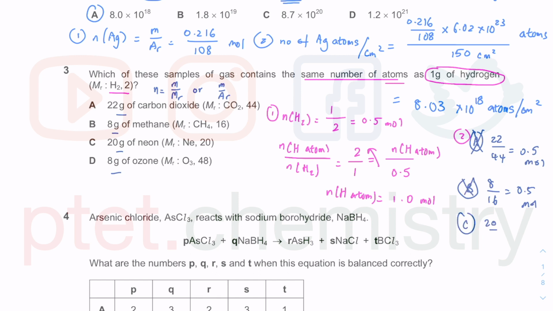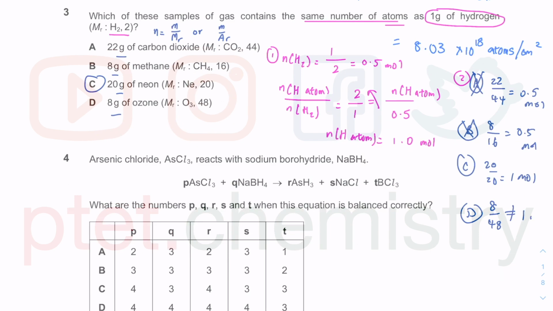C is going to be 20 over 20, which is 1 mole. And that is the same as the number of mole of atoms in one H2 molecule that contains 1 gram. So C must be the answer there. And obviously you can see D, 8 gram over 48. I don't need to evaluate it, but it does not equal 1 mole. So without even calculating and wasting my time, I can see that that does not equal. So again, D is not the answer there.